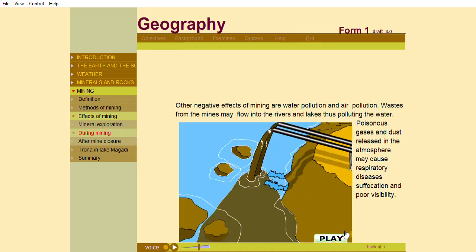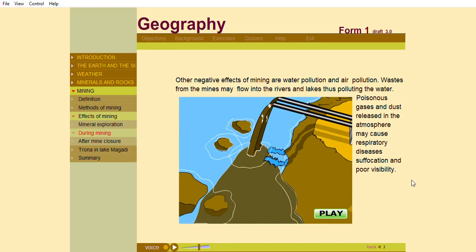Other negative effects of mining are water pollution and air pollution. Waste from the mines may flow into the rivers and lakes, thus polluting the water. Poisonous gases and dust released in the atmosphere may cause respiratory diseases, suffocation, and poor visibility.